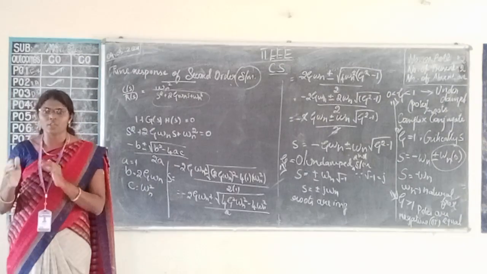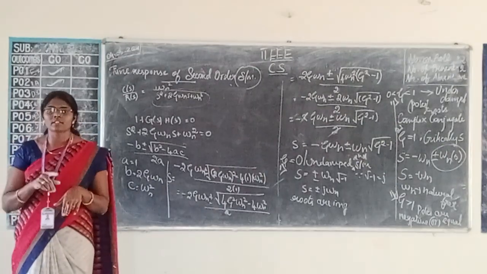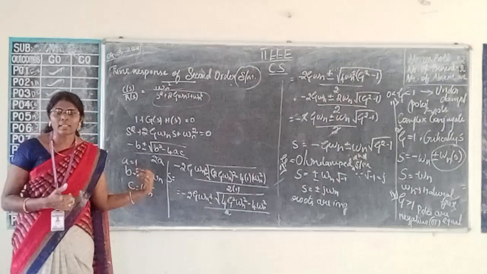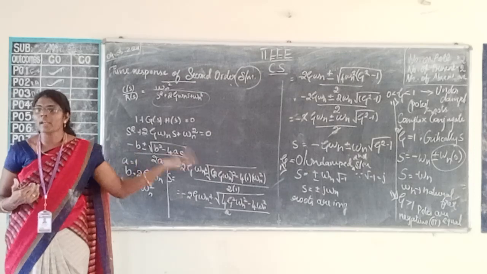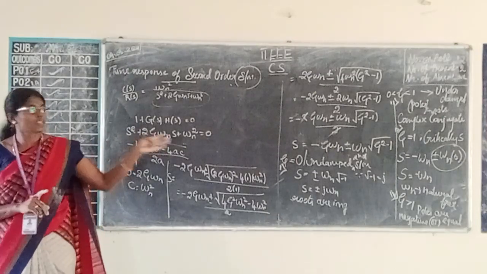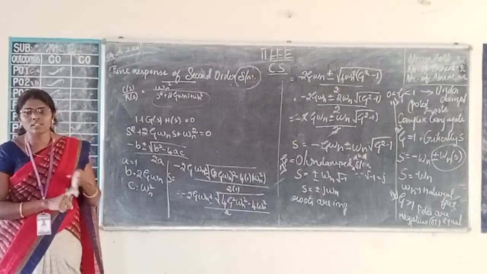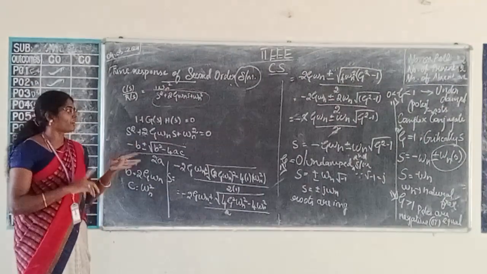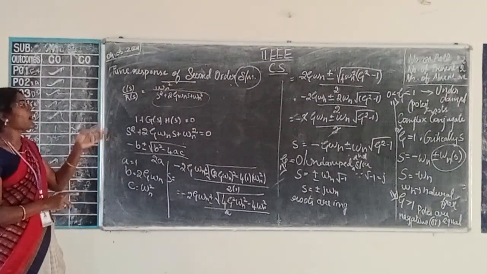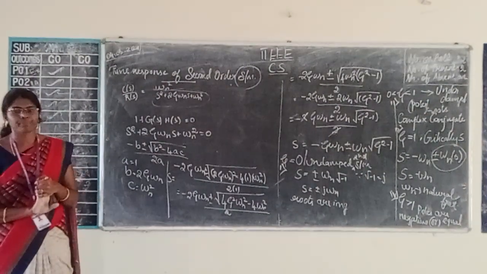Then we find the closed loop transfer function, G of s divided by 1 plus G of s. After finding that, we obtain the characteristic equation by equating the denominator to 0. After that, there are four conditions in the damping system based on the damping ratio: zeta less than 0, zeta between 0 and 1, zeta equal to 1, and zeta greater than 1. Based on that, we get the time response for a second order system.